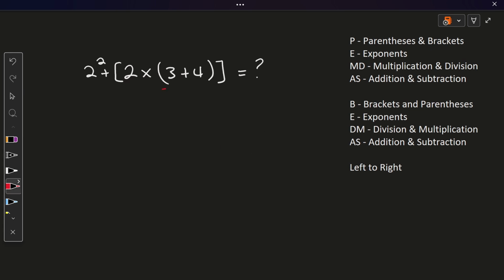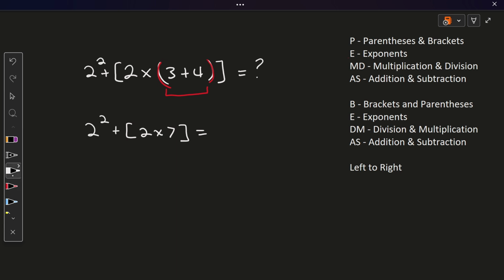What happens when we have a set of brackets inside of another set of brackets? In this case, you want to ignore everything outside of the innermost bracket, and you want to solve for the innermost bracket with PEMDAS first. As far as this most inner bracket is concerned, are there any parentheses or brackets inside? No. Are there any exponents here? No. Any multiplication or division? No. It's only addition or subtraction. And so after carrying out our addition, we're left with the sum of 7.